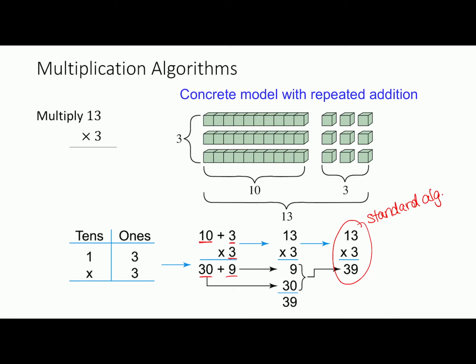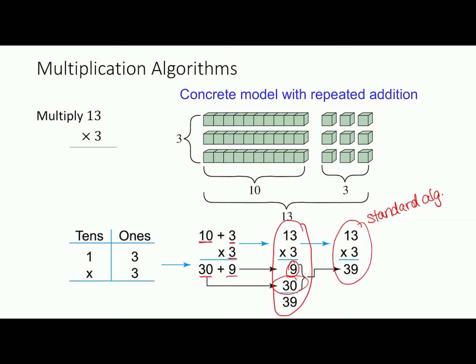And then we can write that in a more expanded form in this middle equation. So here they've multiplied the ones, and then they multiplied 3 times 10 to get 30, and then we add those together to get 39. And then finally, once kids get a real good handle on what's happening, you can let them use the standard algorithm, which is what you're probably most familiar with.